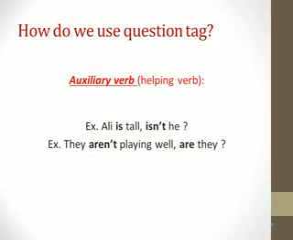Number 2, use a suitable auxiliary verb. When the statement is positive, we use a negative auxiliary verb, and when the statement is negative, we use a positive auxiliary verb. For example, Ali is tall, isn't he? In this example, the statement is positive, so we must use a negative auxiliary verb, and the verb of the tag will be isn't. Another example, they aren't playing well, are they? In this example, the statement is negative, so the auxiliary verb of the tag will be are.